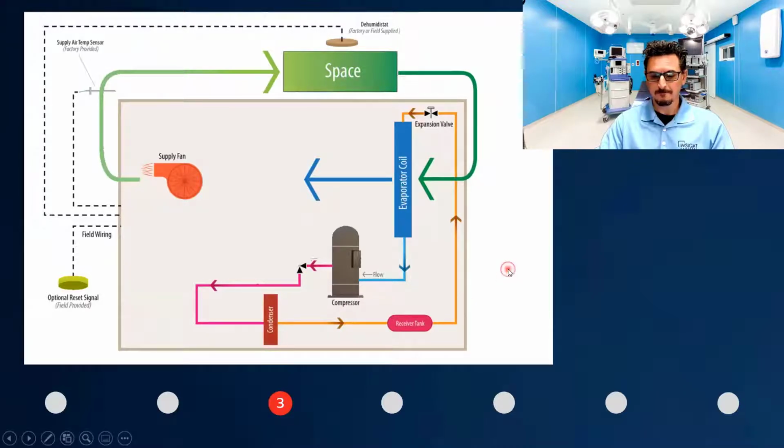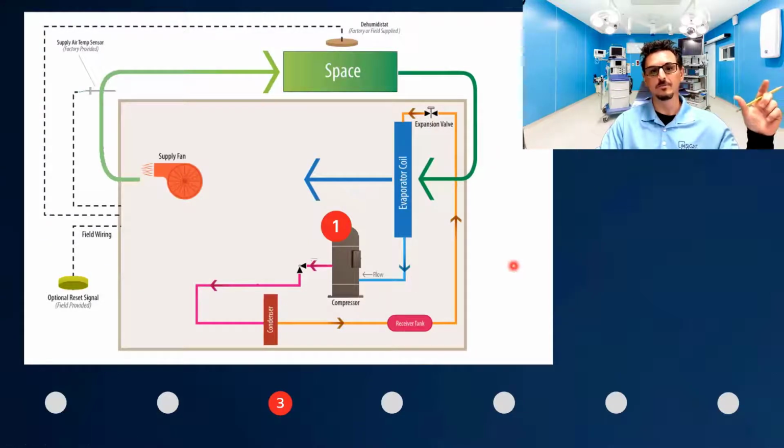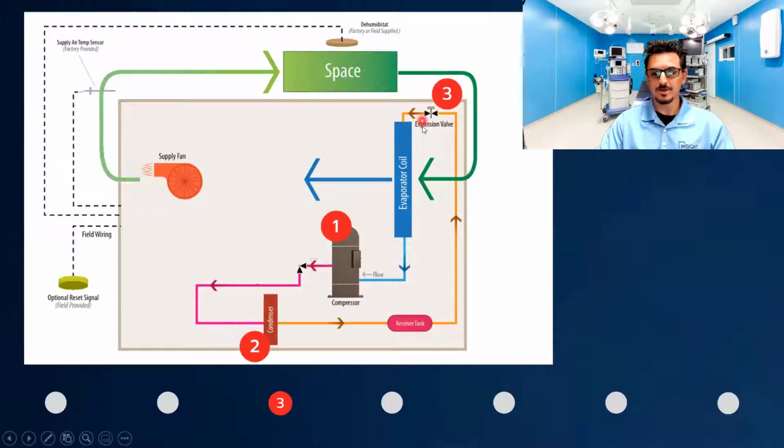Okay. So every refrigeration cycle, from a water fountain to a 2,000-ton centrifugal chiller, has four basic components. We're going to go over those real quick. One is the compressor. Two is the condenser. Three is the expansion valve, or TXV, thermal expansion valve, or pressure drop device. And four is the evaporator coil.